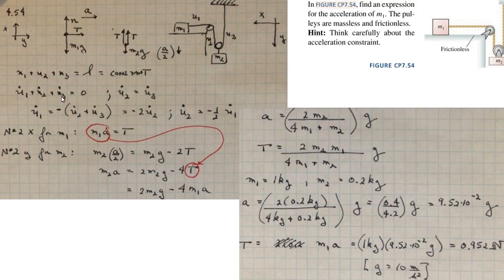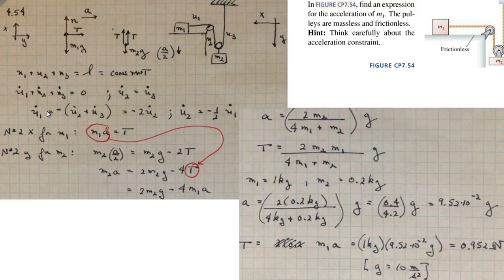So with these two expressions, the first one gives me U1 dot is equal to minus the quantity of U2 dot plus U3 dot, and then since the magnitude of these two is the same, I can just set both of these equal to U2 dot, and U1 dot is therefore equal to minus 2 U2 dot. So U2 dot is then equal to minus 1/2 U1 dot, and that shows that there is a factor of 2 between the two accelerations, this acceleration being half in magnitude of what that acceleration is.